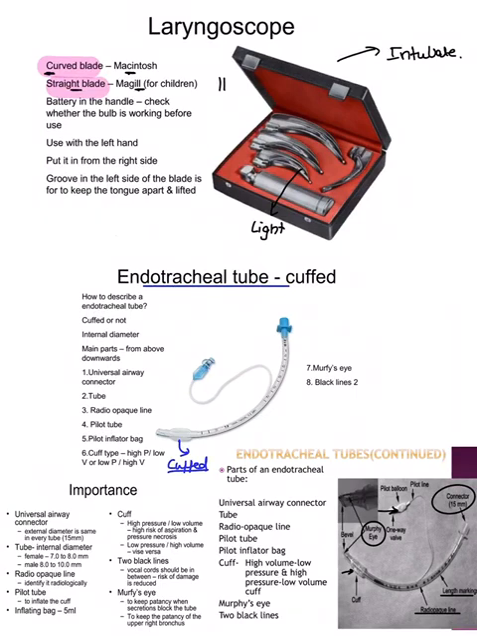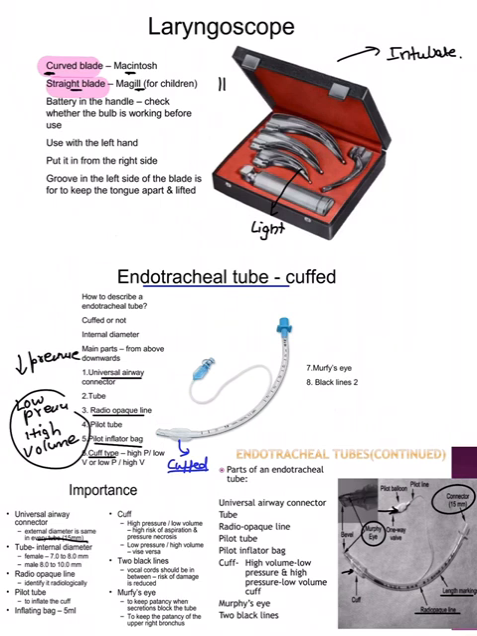Okay, so we have seen the universal airway connector, the radio-opaque line, the pilot inflator bag, and now see this cuff type. There are two types of cuff: high pressure, low volume, and low pressure, high volume. So what do we prefer, guys? We prefer low pressure, high volume. Why do we prefer this, guys? So that it does not cause pressure necrosis. To decrease the chance of pressure necrosis, we use this, guys.